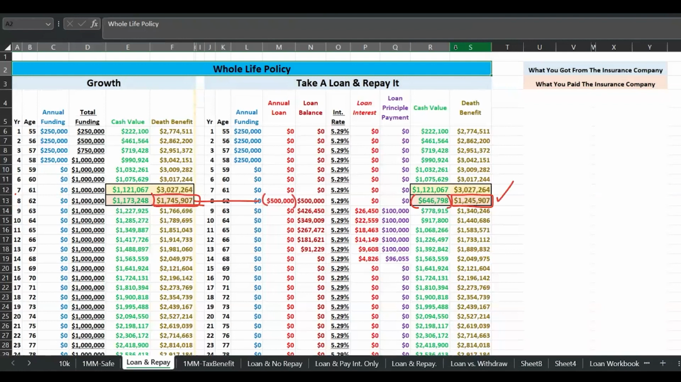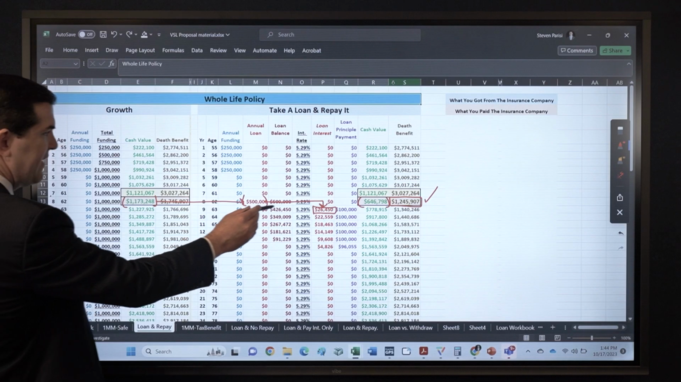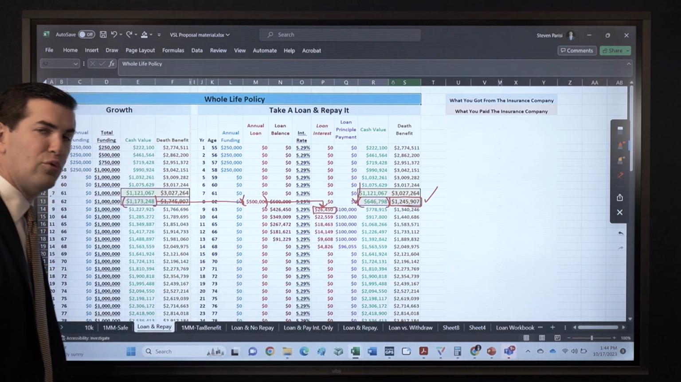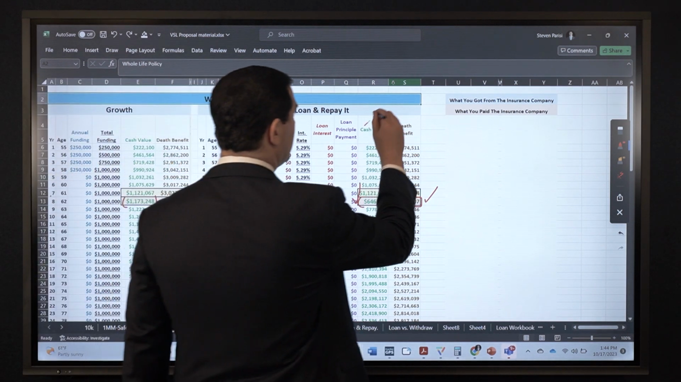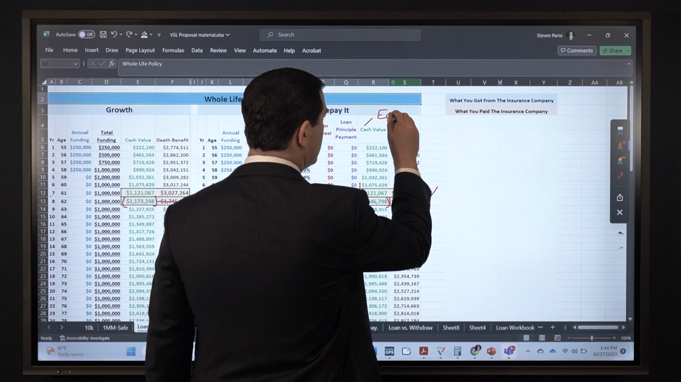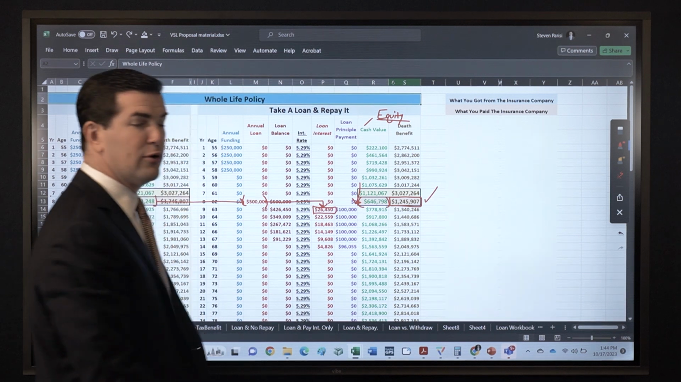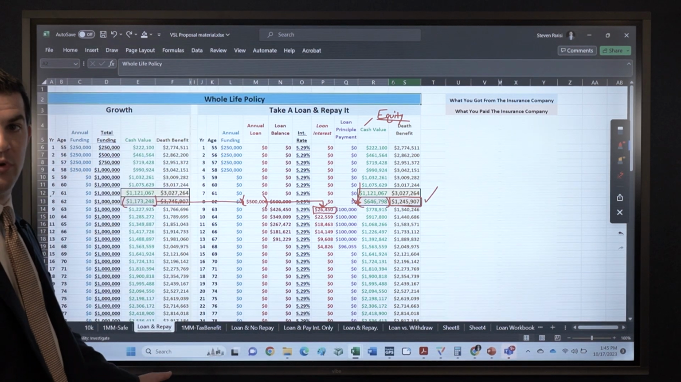The reason why it's a little bit more is because when we take that cash value, what we do is subtract the $500,000, and then the illustration will also subtract that loan interest. So if you subtract $526,000 and change, that's the number you'll come up with for the cash value. Now the cash value is your available equity, meaning you can still borrow another $640,000 in this particular case.